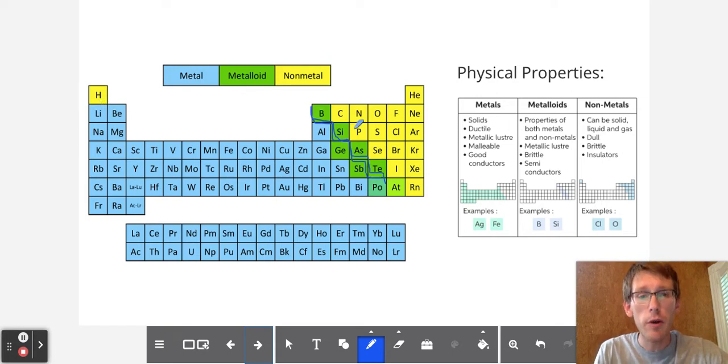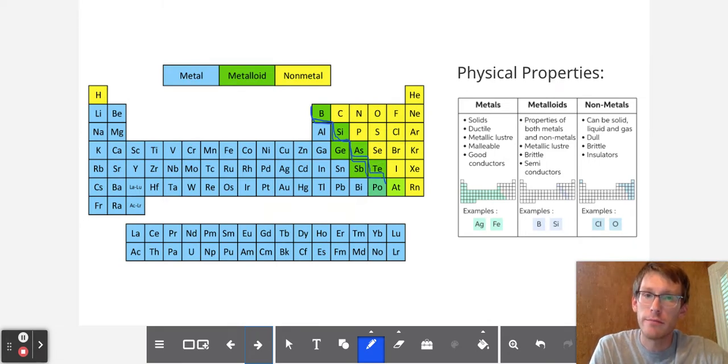But in terms of physical properties, metals are always solids. They're ductile, which means that they can be drawn into wire. They have a metallic luster, or they're shiny. They're malleable, meaning that you can hit them with a hammer and they'll bend into shape. Think of what blacksmiths do. And they're good conductors of both heat and electricity. That's why they're used in wires.